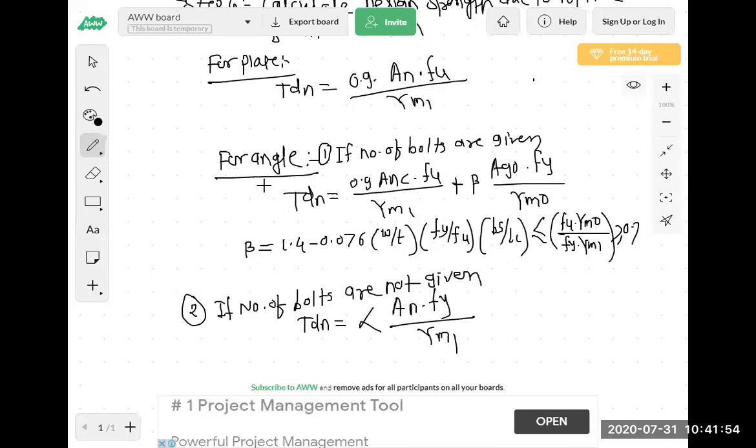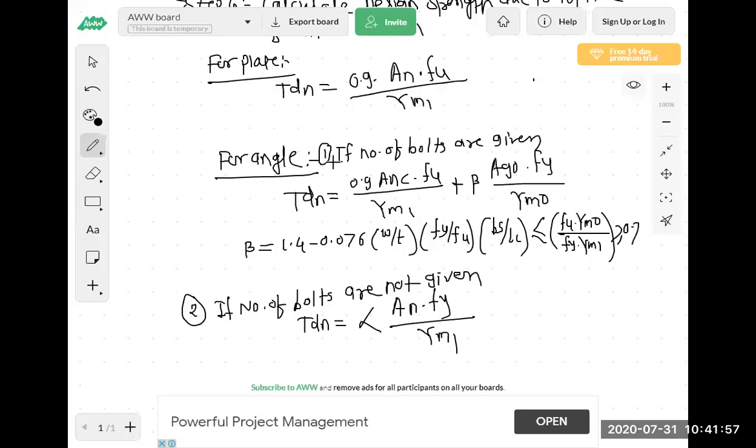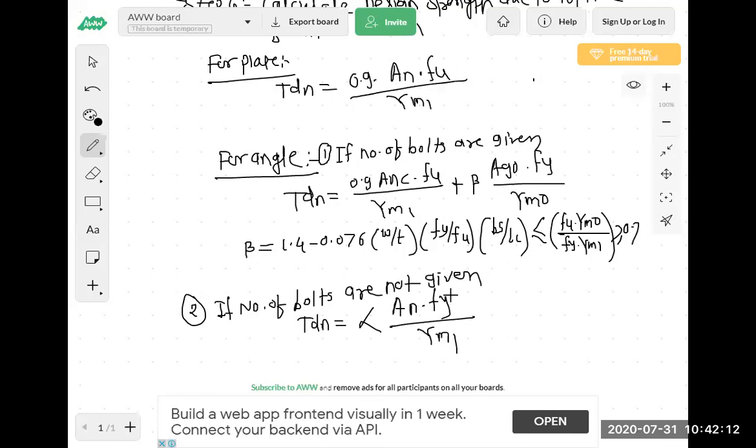If angle is given in the problem statement, in this case, number 1 and number 2. If number of bolts are given, you have to use the formula for beta. And if number of bolts are not given in the problem statement, then you have to use the formula for alpha. So simple. And these two formulas are available in IS code. Are you getting? So Anc and Ago, when you will calculate, if you have to use the formula beta, then you will calculate Anc and Ago in step number 2.